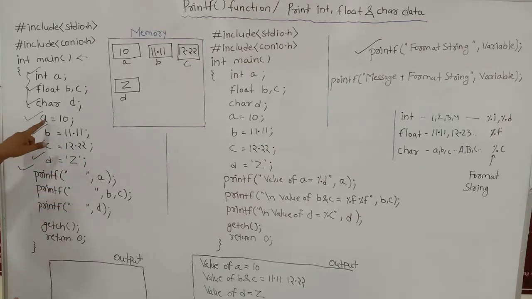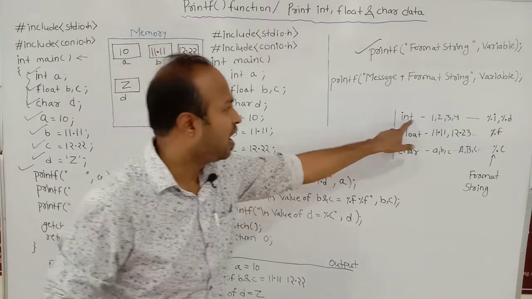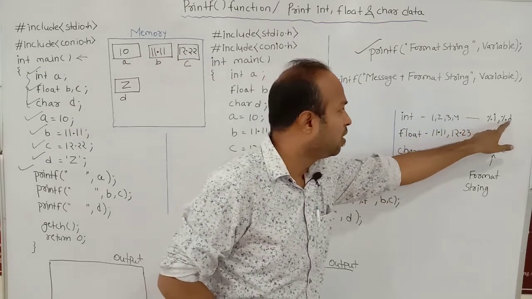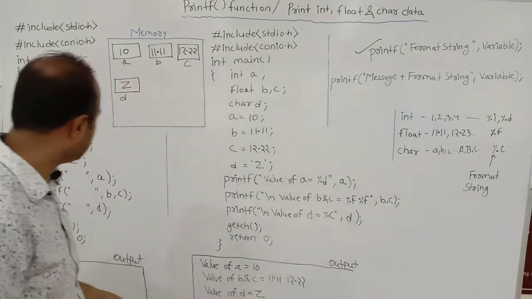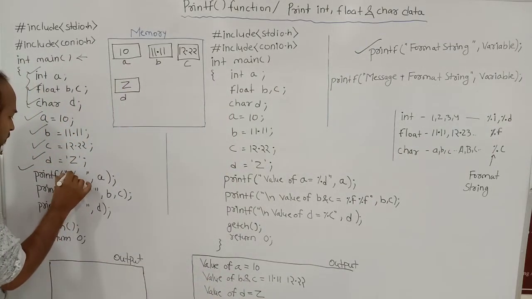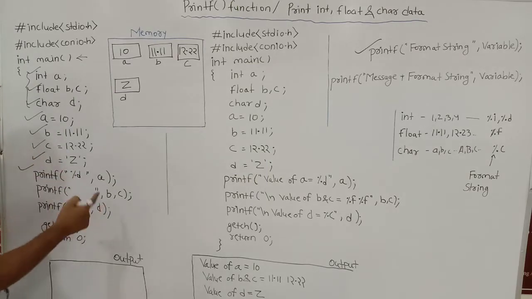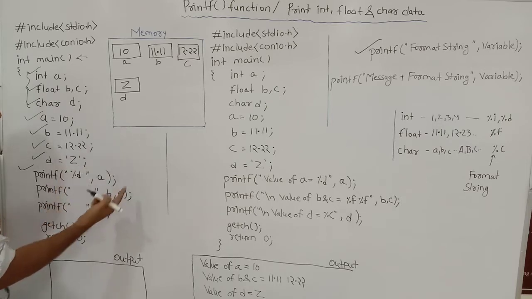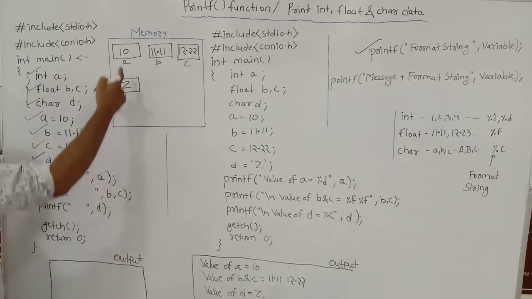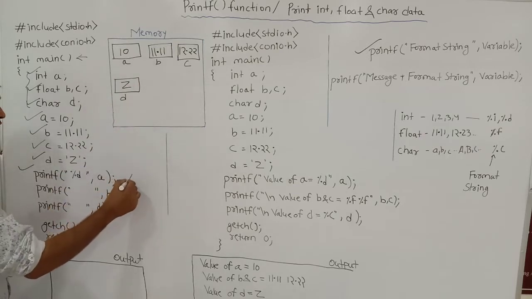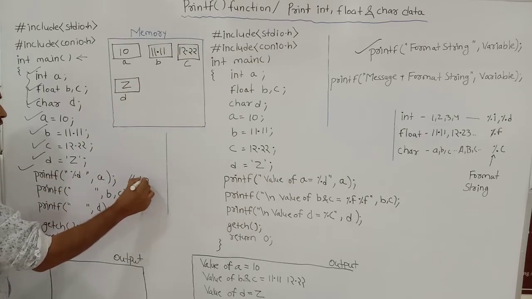A is integer data. And for printing integer data, either we have to use %i or %d. So we can use anything. So here, for example, I will write %d. %d denotes we want to print integer data, and A is an integer variable. The value of A will be printed, and the value of A is 10. So 10 will be printed. So this printf function will print 10.